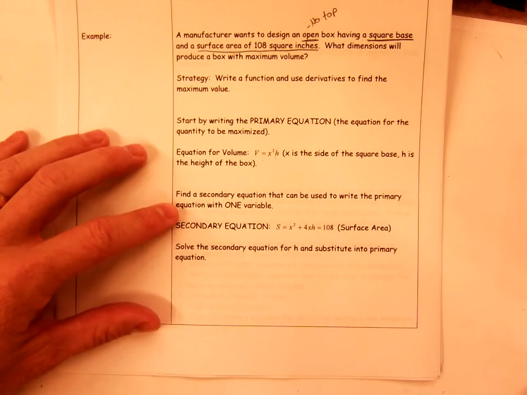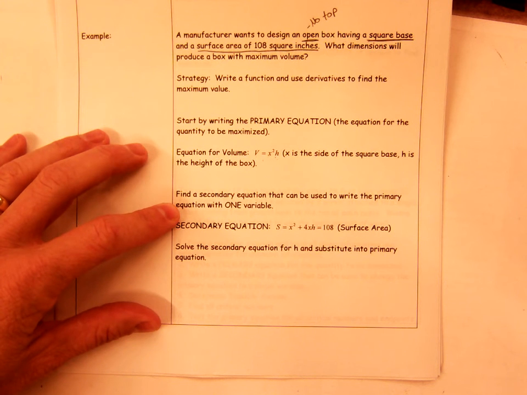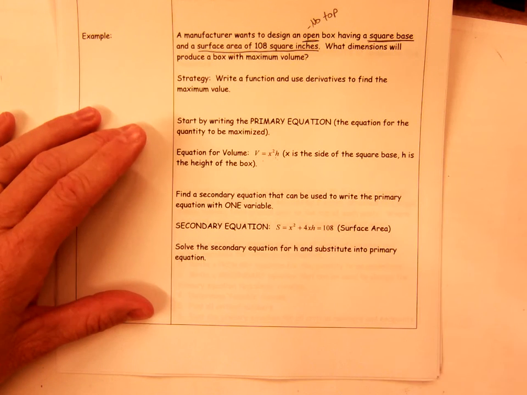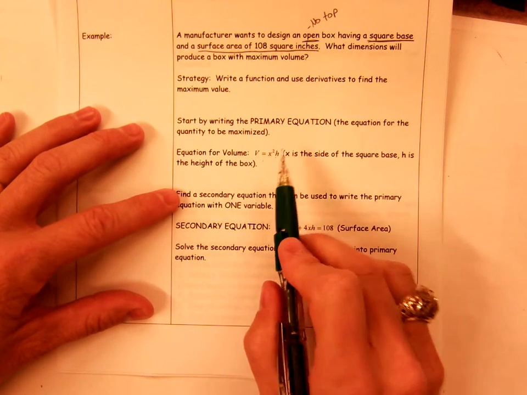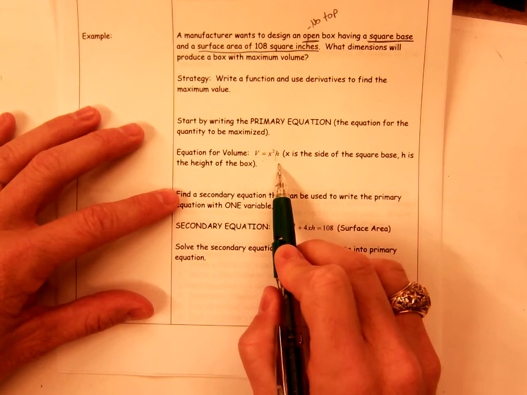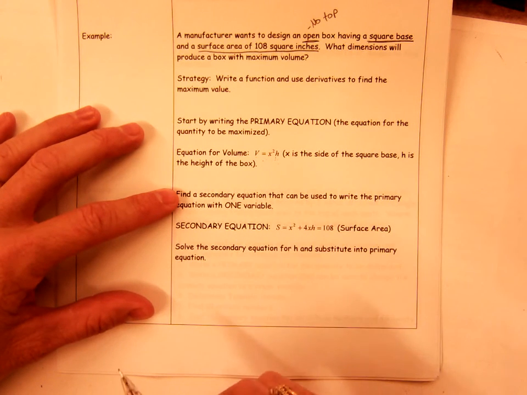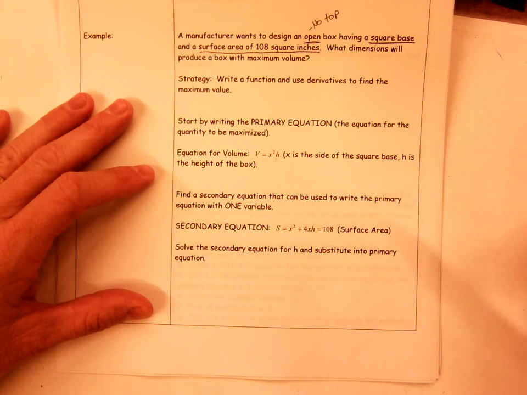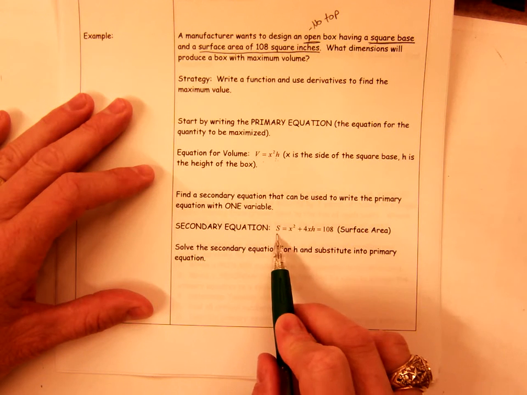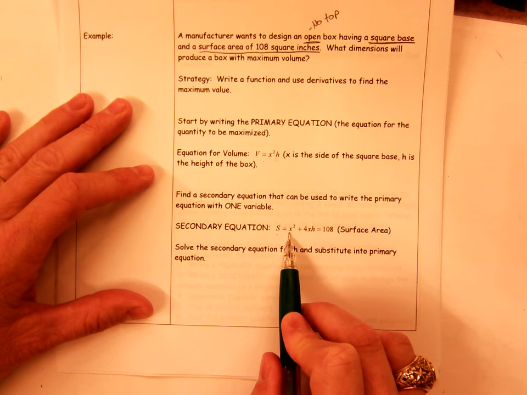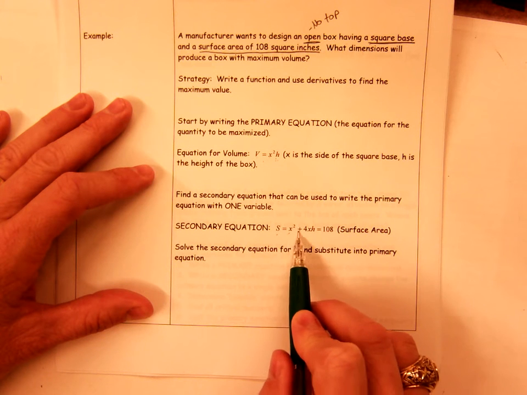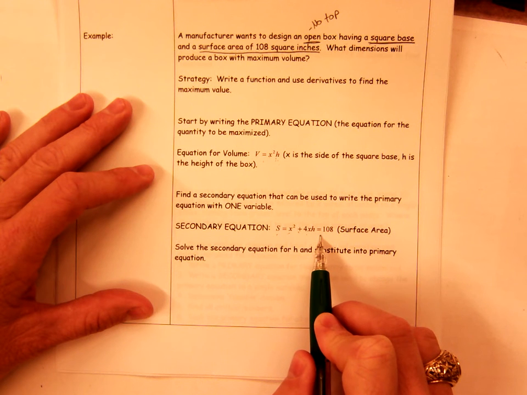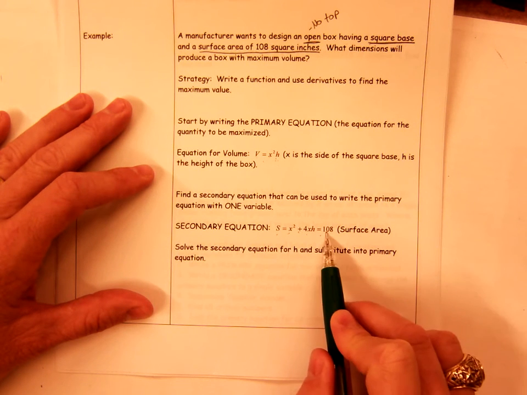Find the secondary equation. The secondary equation is one that we're going to use to rewrite the primary equation in a single variable. Right now the primary equation has two variables, x squared and h. I want to eliminate one of those. So I'm going to use the secondary, which is the other information they give me. It's surface area. Surface area is equal to the base, which is x squared, plus the four sides, which is 4x times h. And there's no top. Y'all with me on that? And that equals 108.